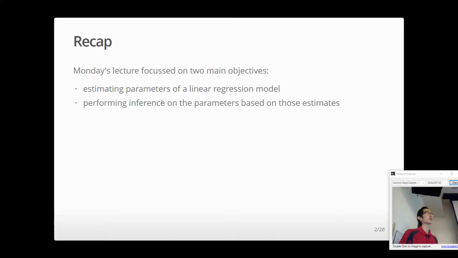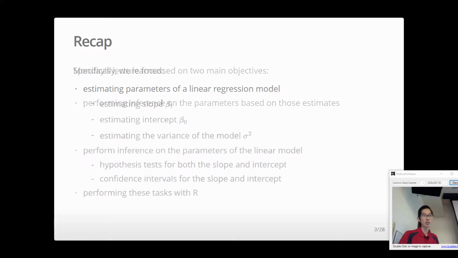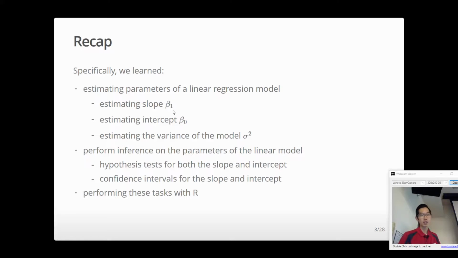But then, of course, you always want to do inference and say, what does this then mean about the population? So we created confidence intervals and we performed hypothesis tests on those things. Specifically, we learned to estimate the slope, intercept, and variance. And then we performed hypothesis tests and confidence intervals for the slope and intercept. And then I briefly showed how to do these things with R.